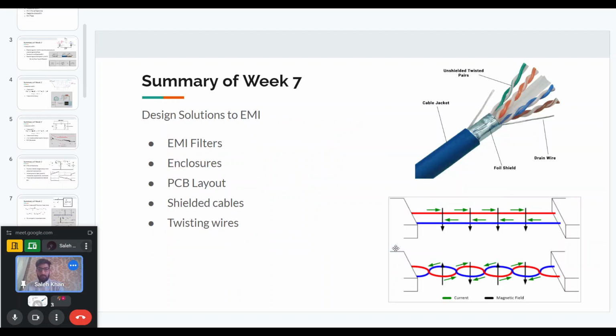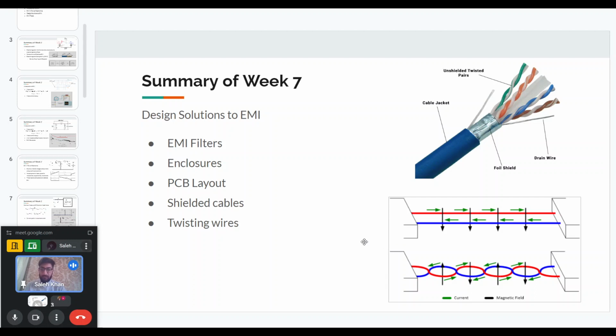Now we can come to some design solutions to EMI. How can we limit or reduce this EMI? So the first option is EMI filters, and we will see these in detail in future slides. These are specifically designed filters to reduce electromagnetic interference.